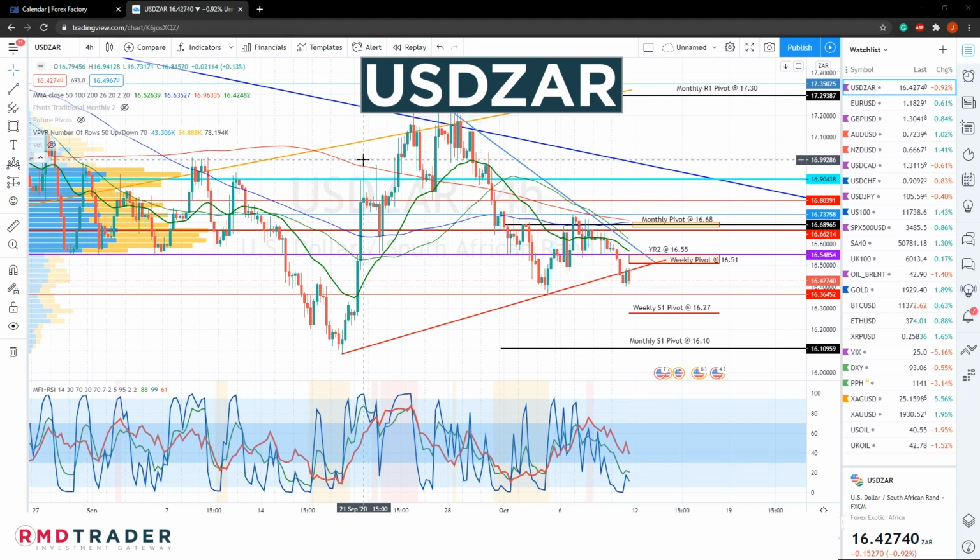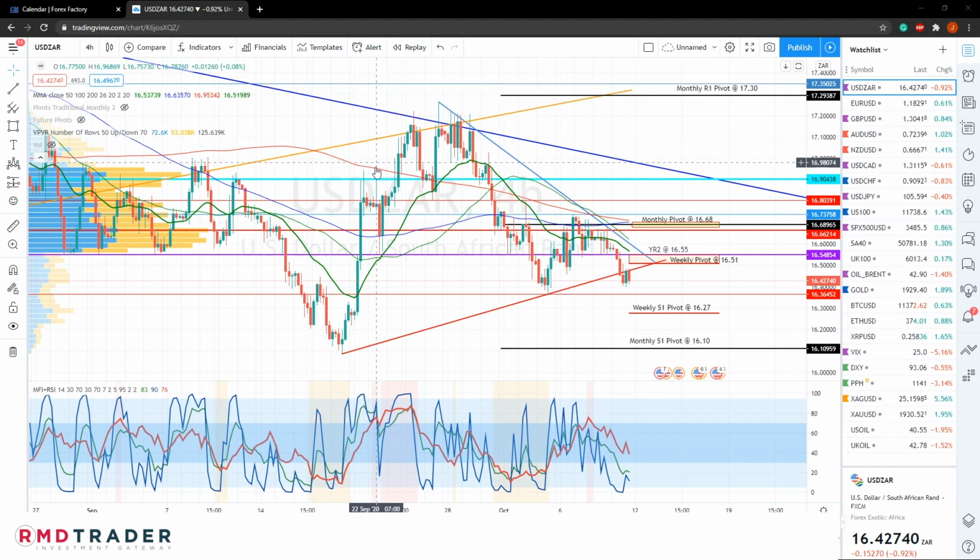We start this week's analysis again with the US dollar to South African rand. Last week saw price retest the monthly pivot at 1668. That was also an area where it met up with resistance from the 4-hour 100 as well as the 4-hour 200 SMA. And it once again got rejected from this level and is currently trading below support with the monthly S1 pivot. That's the one we have here at 1610. And now an even more likely target to be hit.